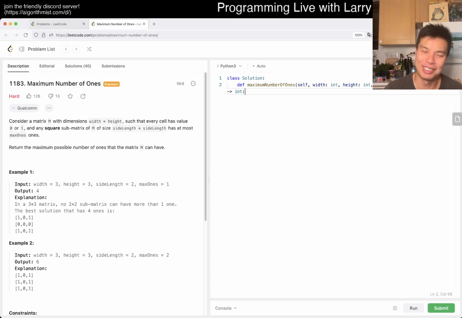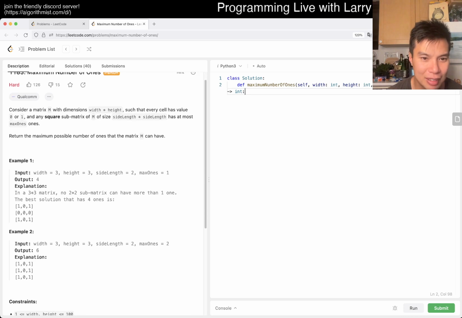And it's a hard one, so hopefully it won't take me too long, because I kind of started on this one a little bit late. All right, 1183, maximum number of ones. Okay, so you have a matrix M with dimensions width times height, such that every cell has a value 0 or 1, and any square submatrix of M of some side length times side length has at most maxOnes ones. Return the maximum number of ones that the matrix can have.